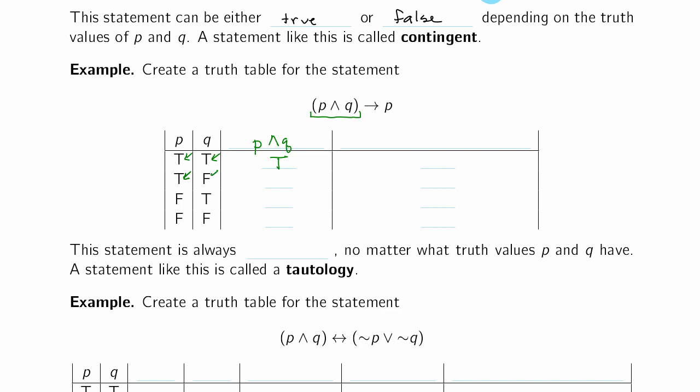True and false, that gives us false. False and true, that gives us false. False and false, that also gives us false. Right? There's only one true. It's only true when both of them are true.